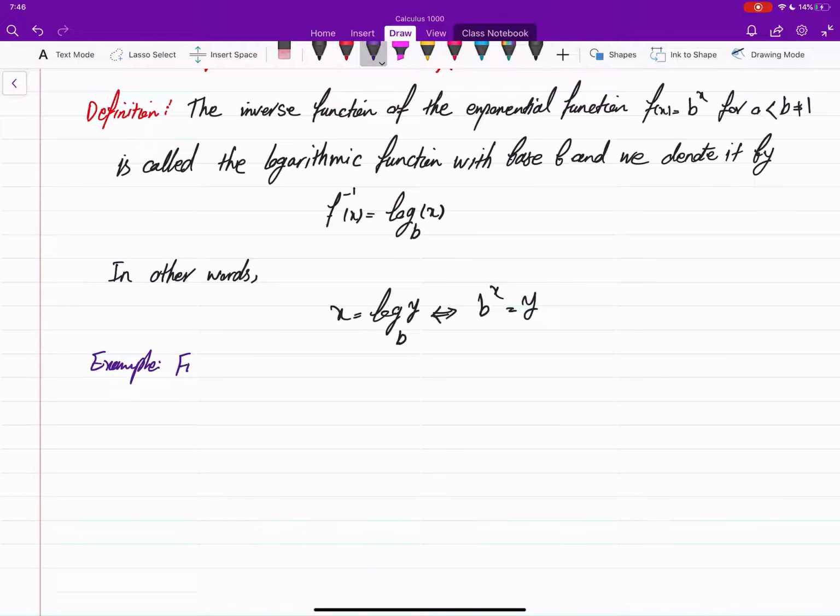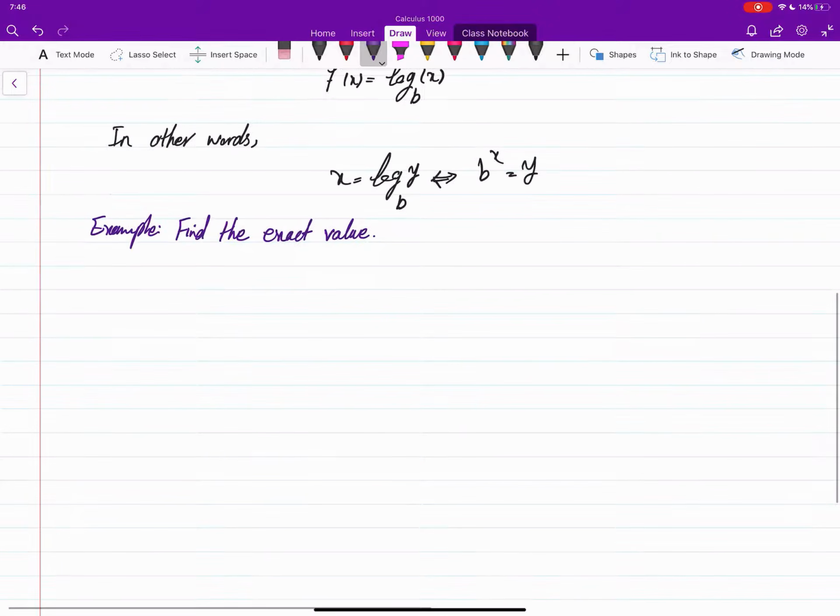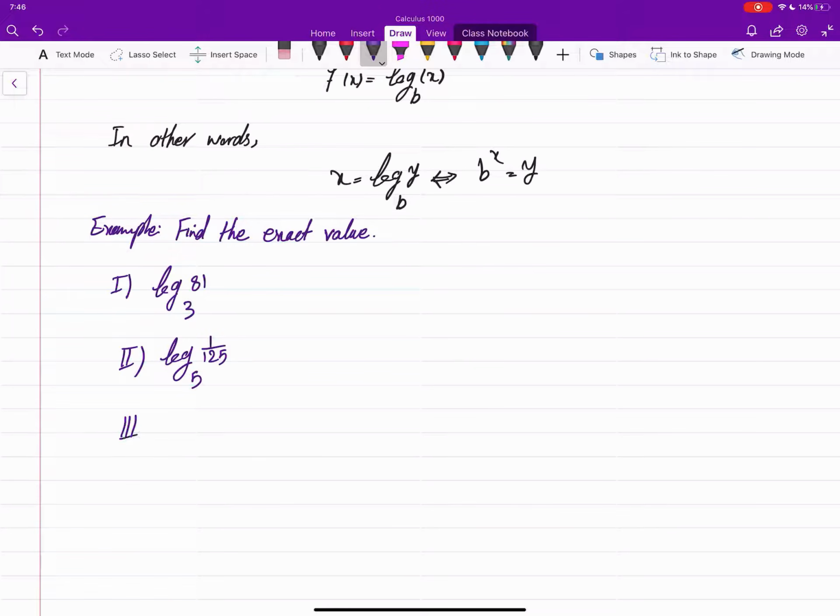Find the exact values. First one is log of 81 base 3, log of 1 over 125 base 5, log of 0.5 base 2, and the last one is log of 10 base 0.01.